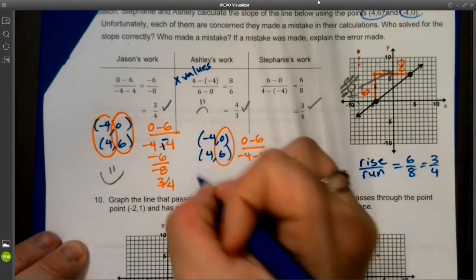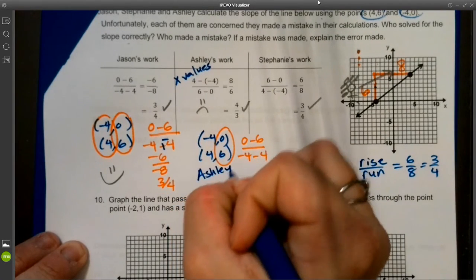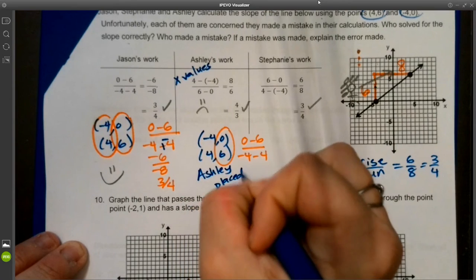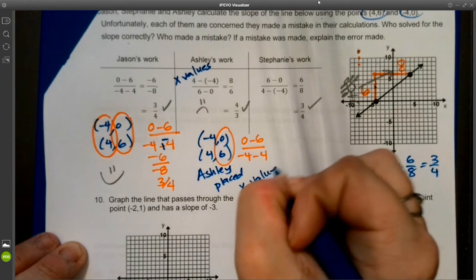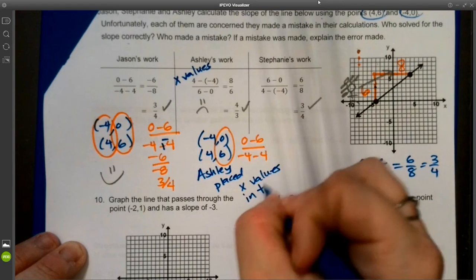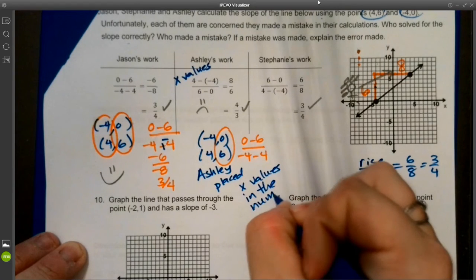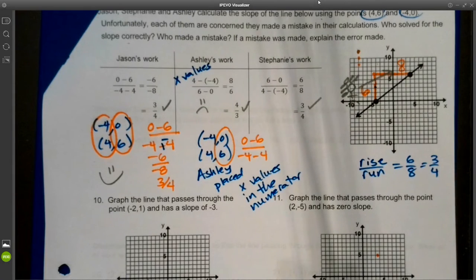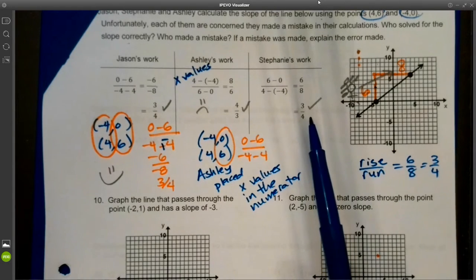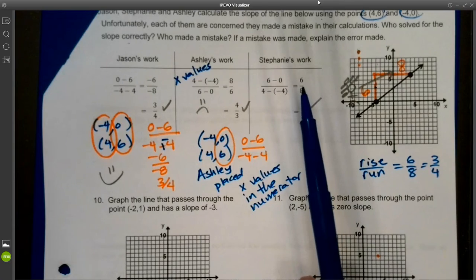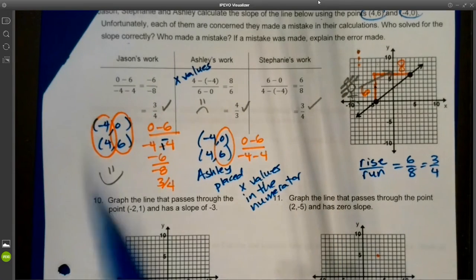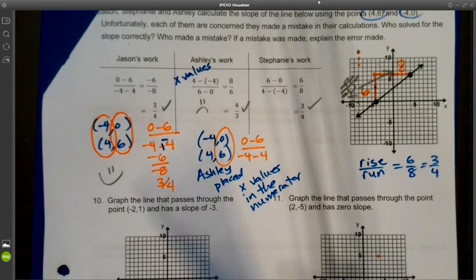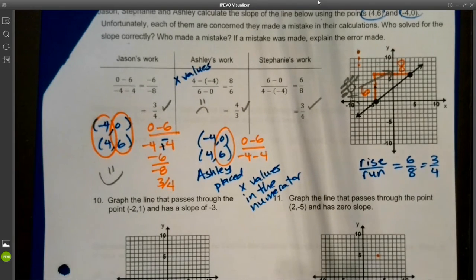So unfortunately, Ashley placed x values in the numerator. That silly girl. So unfortunately, that was her mistake. But what's crazy is I look at Stephanie's work and I notice she gets the right answer, but her work is just a little different from Jason's. See, Jason had 0 minus 6. Stephanie has 6 minus 0. Crazy. So again, let's see what's happening here.